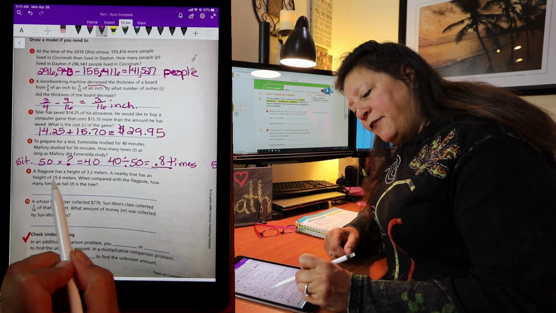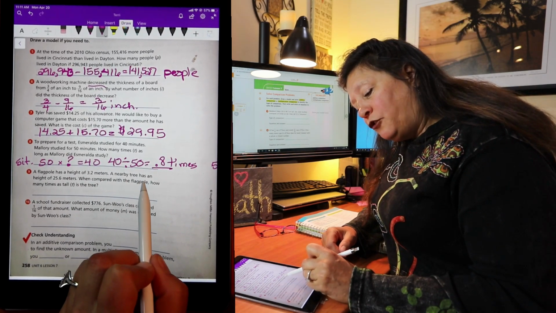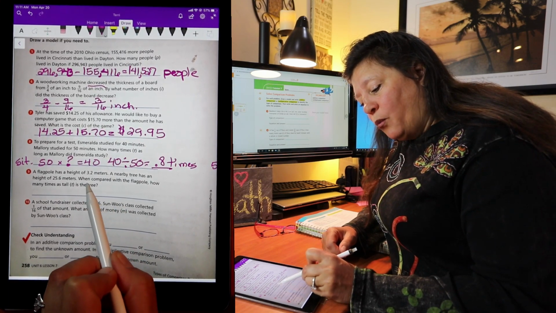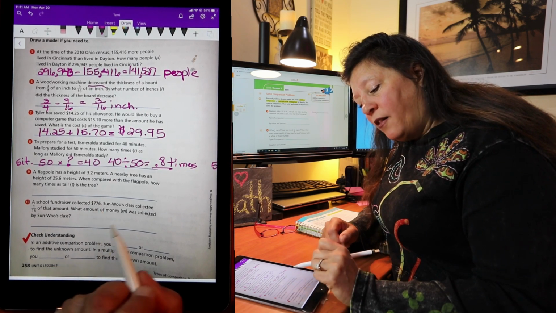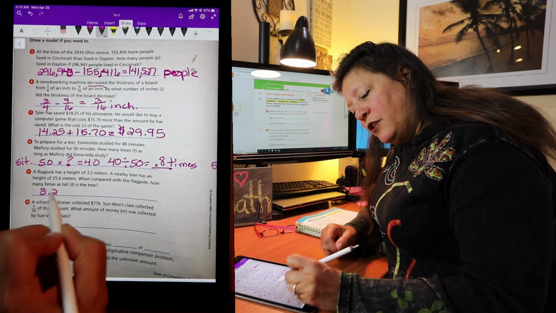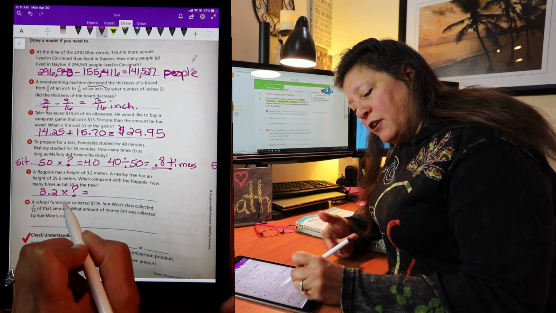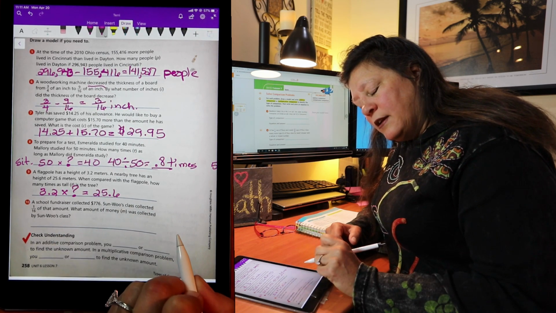Number 9, a flagpole has a height of 3.2 meters. A nearby tree has a height of 25.6 meters. When compared with a flagpole, how many times as tall is the tree? Okay, so our situation here is 3.2 times some number. That's going to give you how many times as tall compared to the tree.